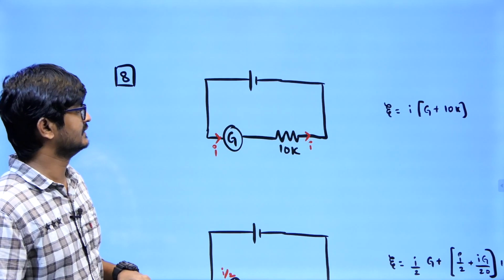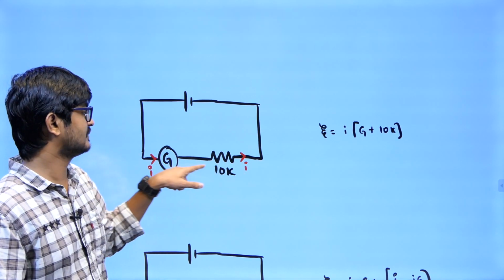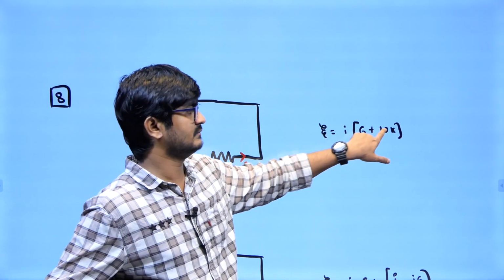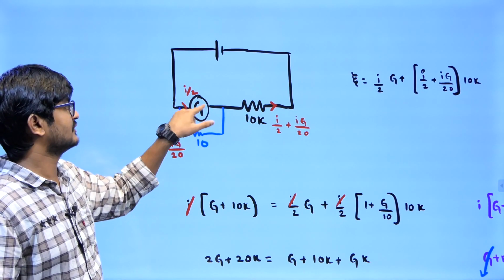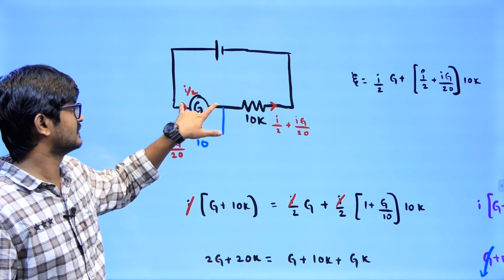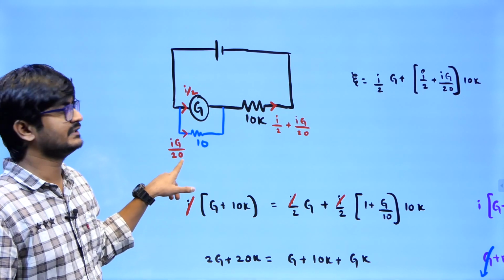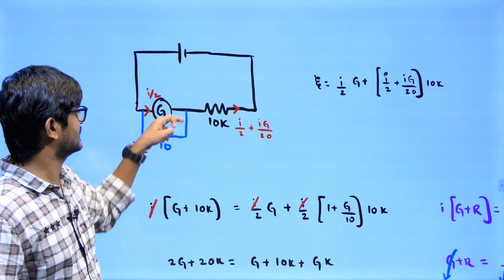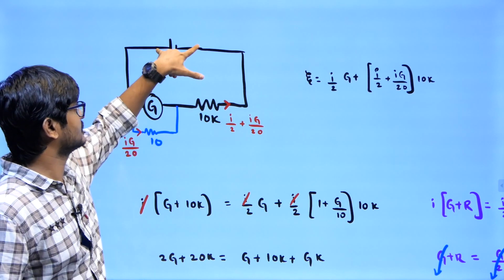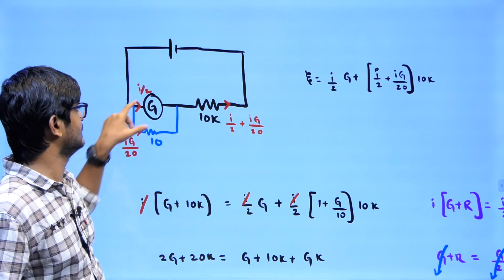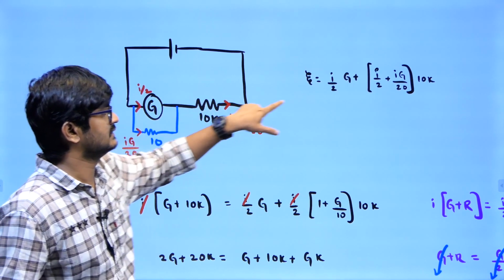Now let me say the resistance of the galvanometer is G. This potential difference will be the same as this potential difference, which is I into G plus I into 10K, where G is the resistance of the galvanometer. Similarly, if this current is I by 2, this potential will be I by 2 into G. Since this potential is I by 2 into G, this potential is also I by 2 into G. So this current will be I by 20 into G. Similarly, this current will be this current plus this current, I by 2 plus I by 20 into G. Now when you write the loop equation, E will turn out to be this potential difference plus this potential difference, which is I by 2 into G plus this term.